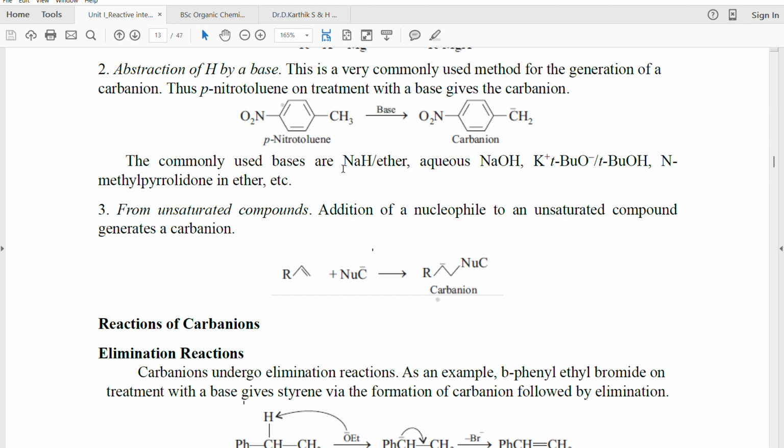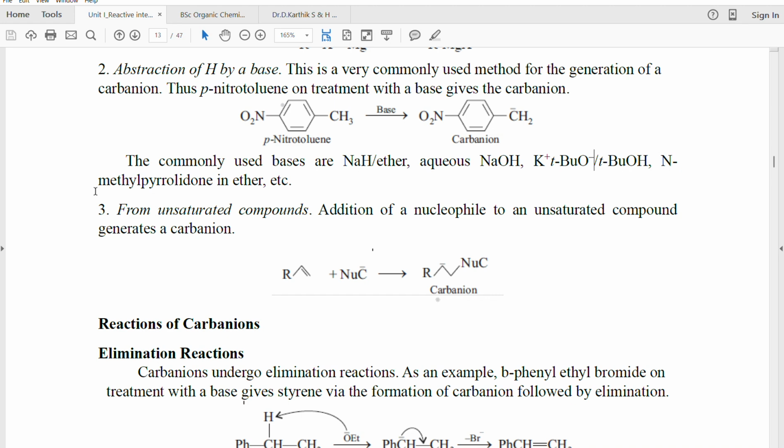The commonly used bases are sodium hydride in ether conditions, or aqueous sodium hydroxide, or sodium tertiary butoxide in tertiary butanol, or N-methyl pyrrolidine in ether. So you can just remember the bases, that is sodium hydride, aqueous NaOH, and sodium tertiary butoxide, potassium tertiary butoxide, or sodium tertiary butoxide also you can use, the sodium or potassium salt of the tertiary butoxide.